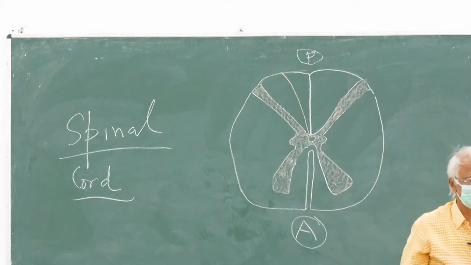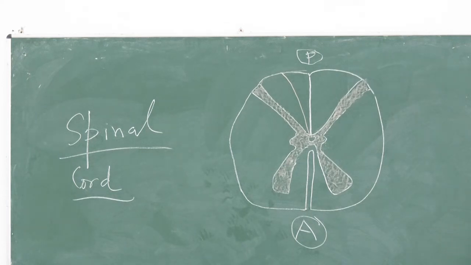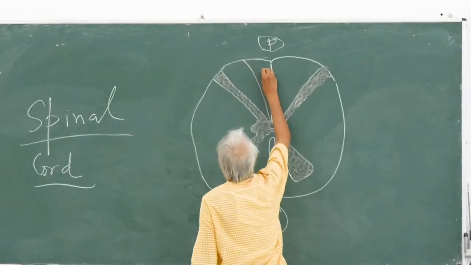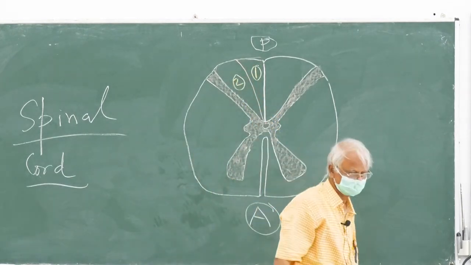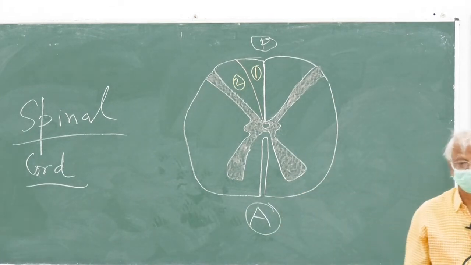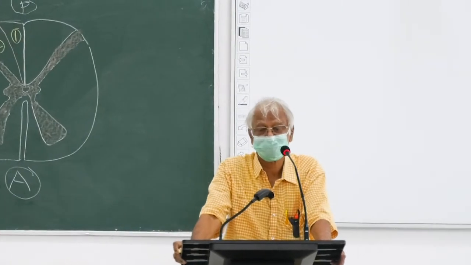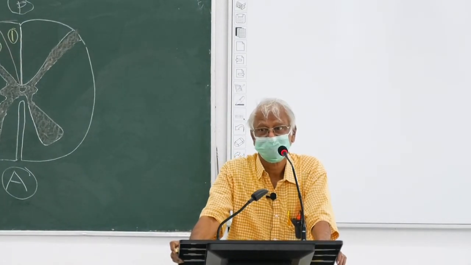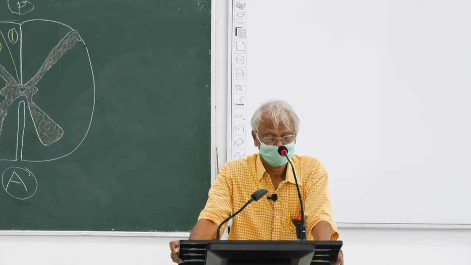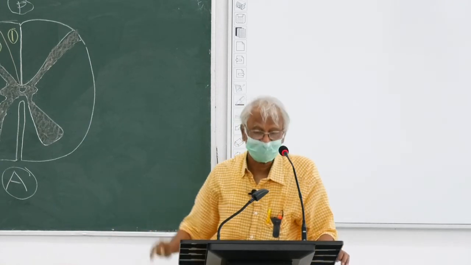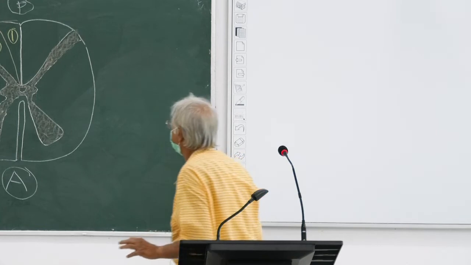Now this is the posterior side, the back side of the spinal cord. I will write 1, 2. This is white matter. What is 1? This is fasciculus gracilis. And the latter one is fasciculus cuneatus.